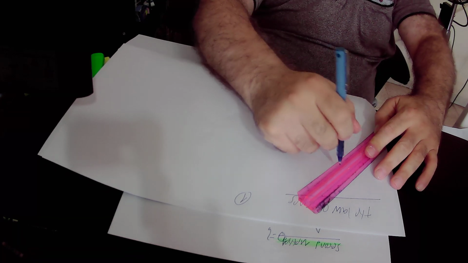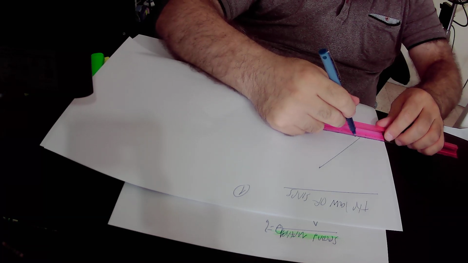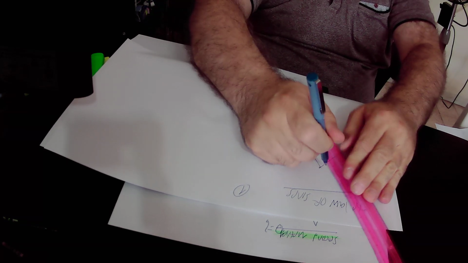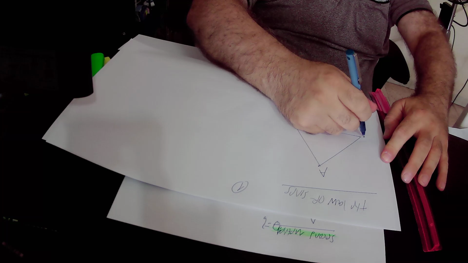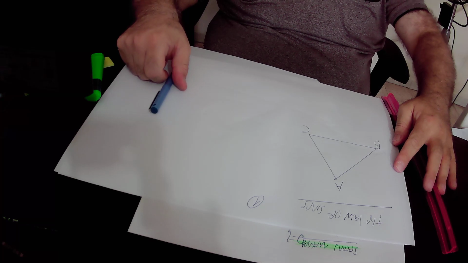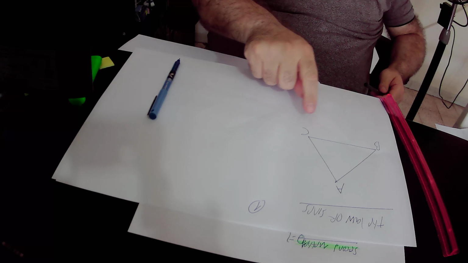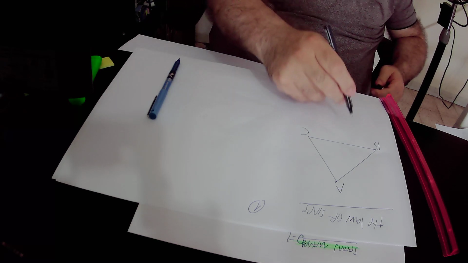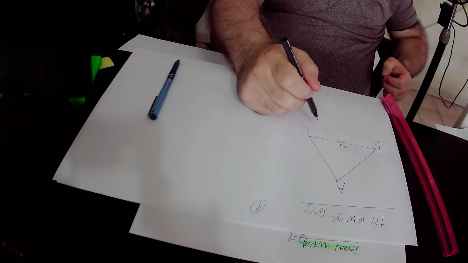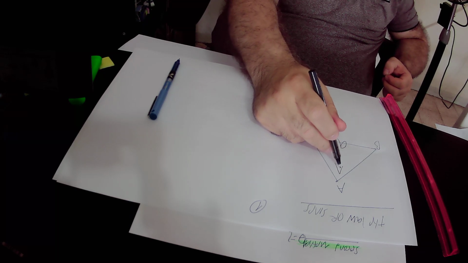So here we have triangle ABC that could be any triangle. This is triangle ABC. Side BC of triangle ABC equals A units in its length. Angle BAC equals capital A degrees in its size.